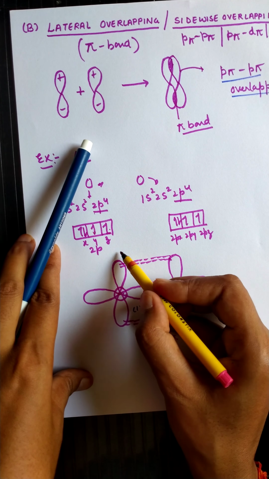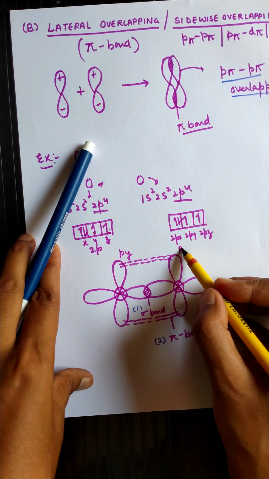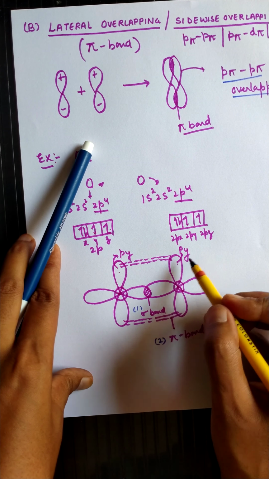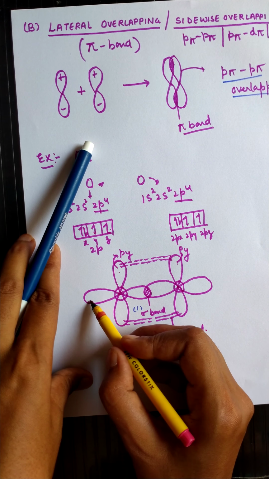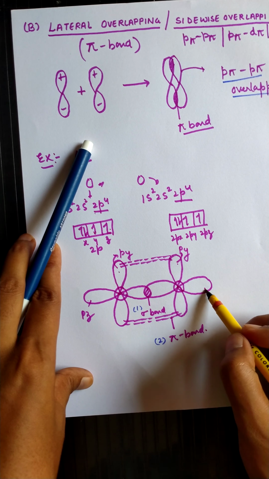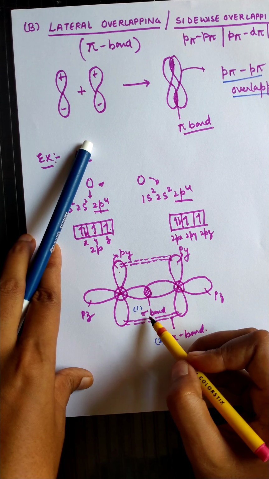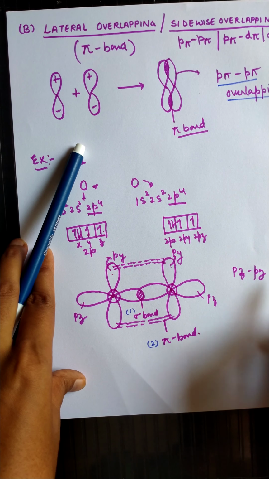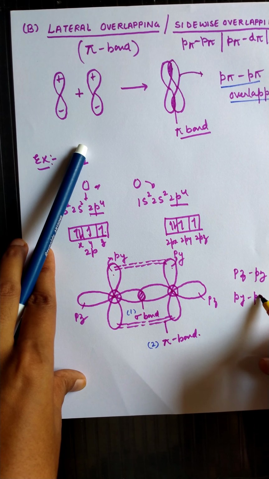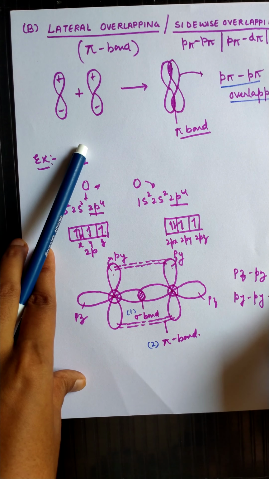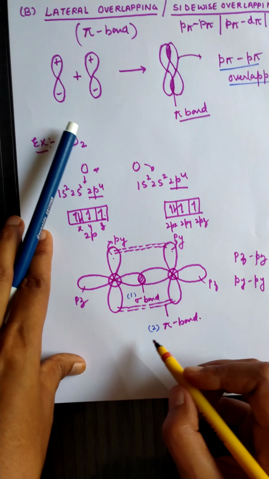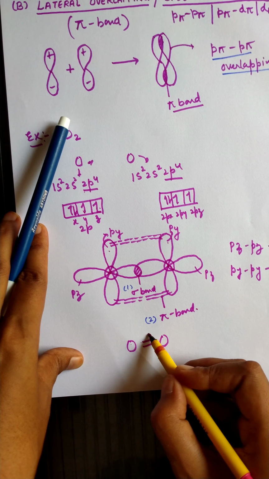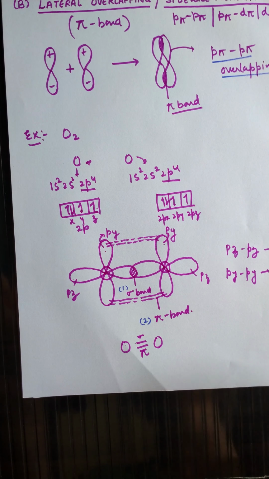Let's consider this is the py orbital, and this is the pz orbital. So here the sigma bond is formed by pz overlapping. First of all the sigma bond will be formed, then after that, by py overlapping, the pi bond will be formed. So two bonds will be there, and we know that the structure of oxygen is O double bond O. This is the sigma bond, and after the sigma bond, which bond is formed?